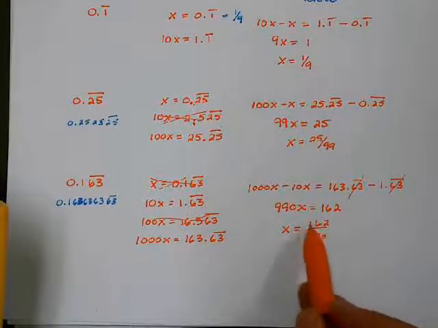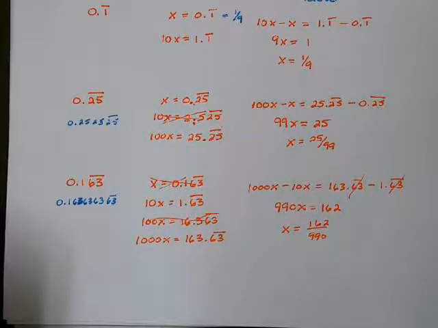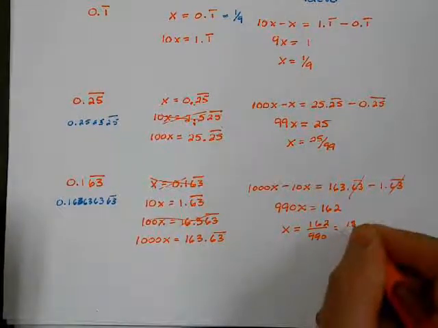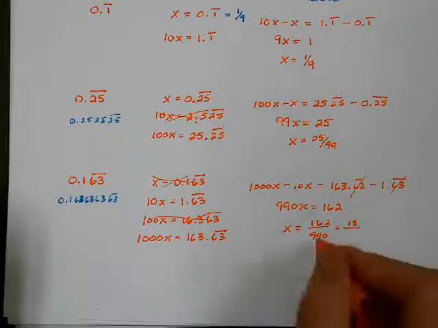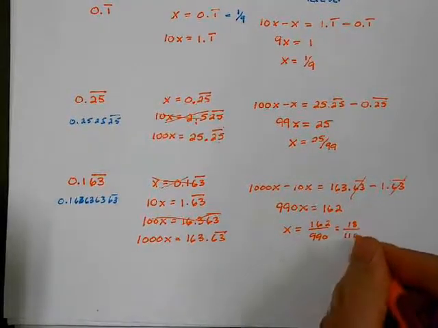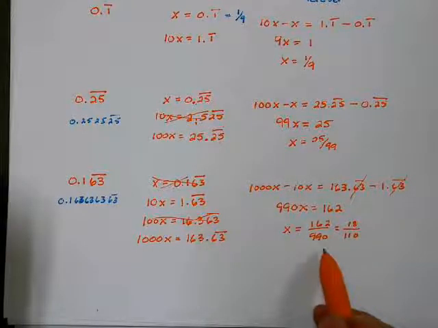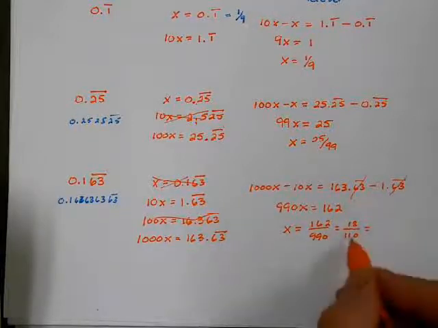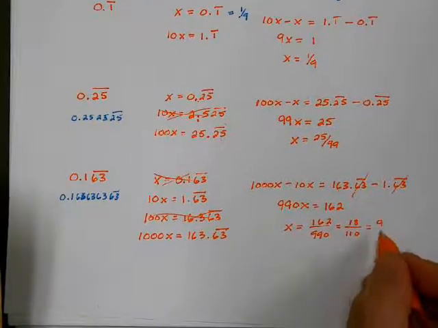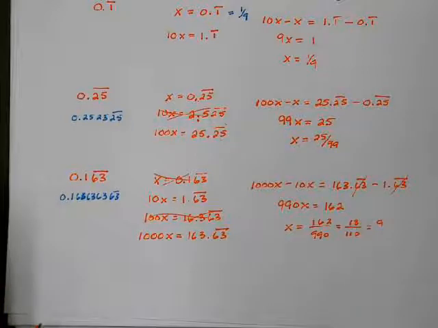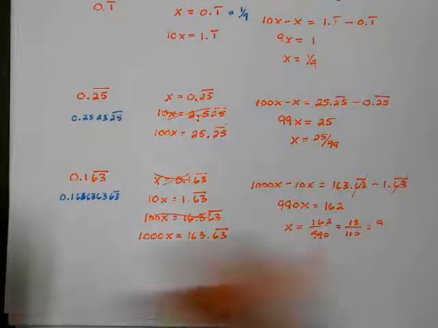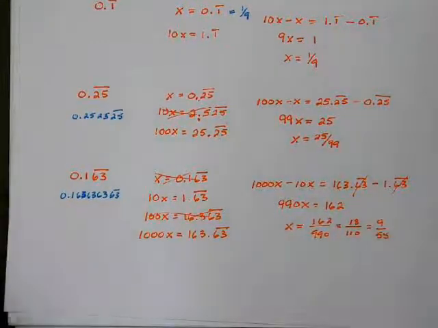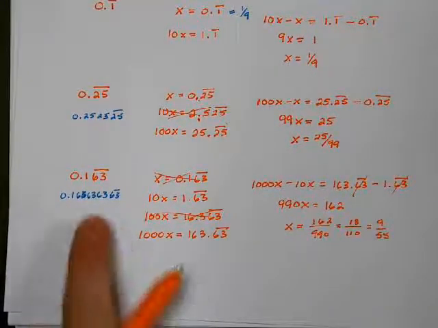So if I take 162 and divide by 9, that comes out to 18. So 9 goes into that 18 times, and 9 goes into this 110 times. Looks like we can still reduce it because they're both even. So 2 goes into 18 9 times, and 2 goes into 110 55 times. So we got 9 over 55, and there's our answer. We've reduced it as much as possible. So 0.163 repeating is 9 over 55.